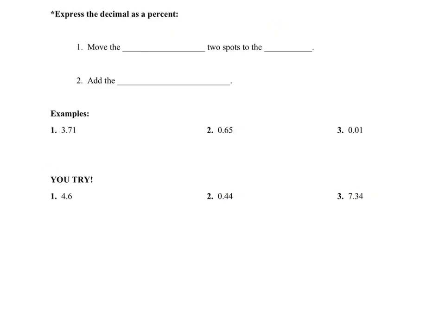Next, let's discuss expressing the decimal as a percent. And I like to call that D2P. D2P means a decimal, move it 2 places to make it a percent. So D2P stands for you have a decimal, you move it 2 spots, and that becomes a percent.